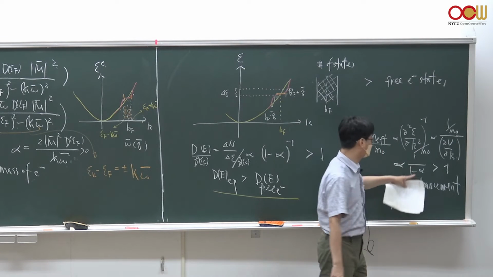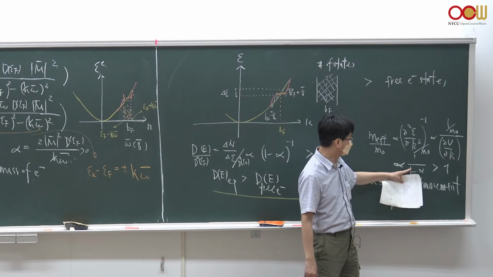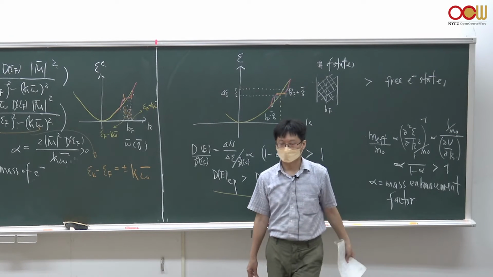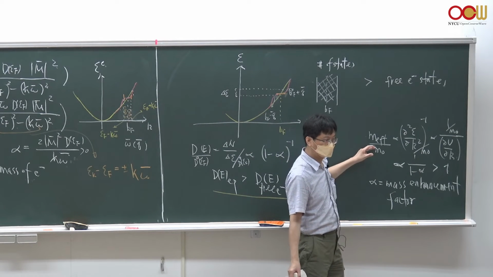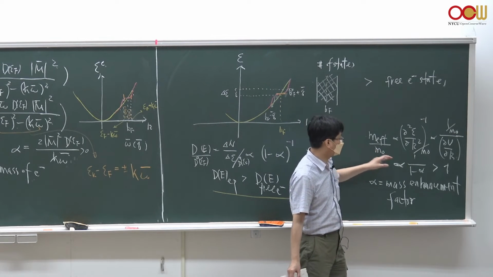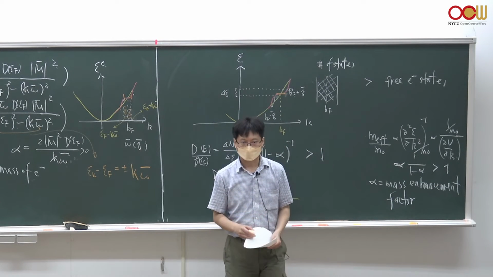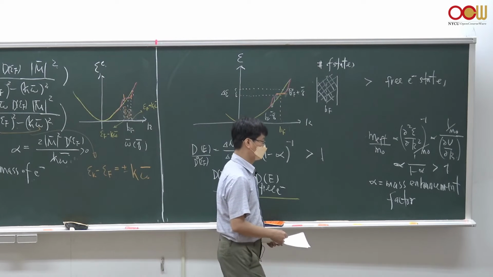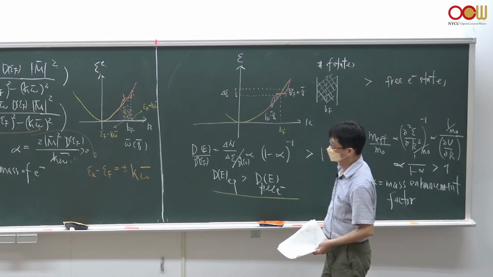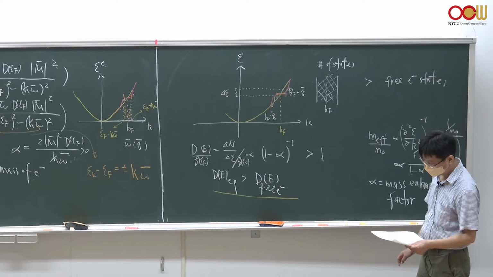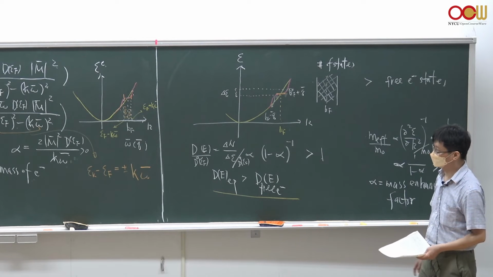You get enhancement with a factor 1 over 1 minus alpha, where alpha is a positive value, and therefore the ratio between the electron effective mass in the electron-phonon system relative to the free electron mass is actually larger than 1. So there is an obvious mass enhancement for electrons once the electron-phonon coupling comes into play. Okay, so those are the main effects due to electron-phonon coupling.